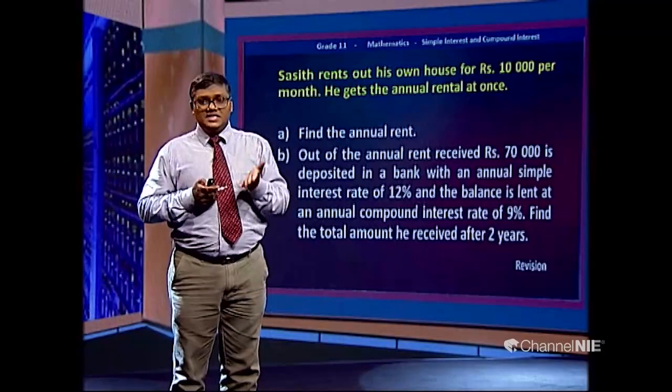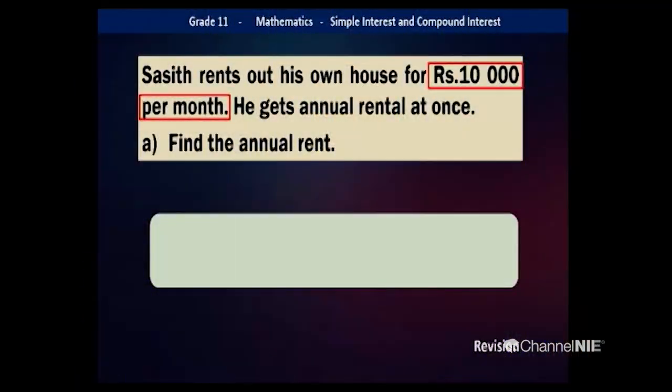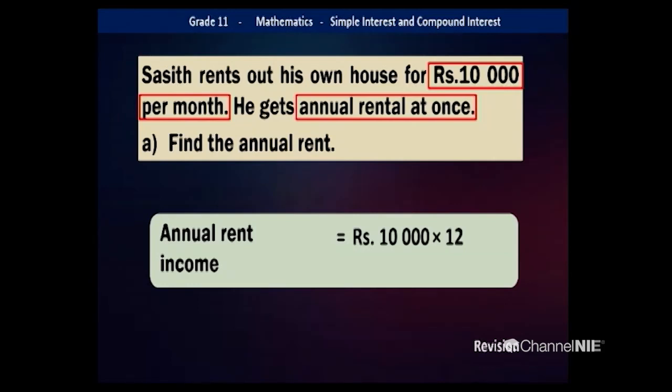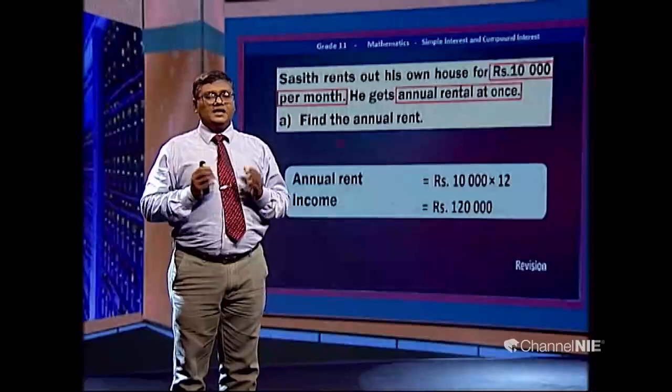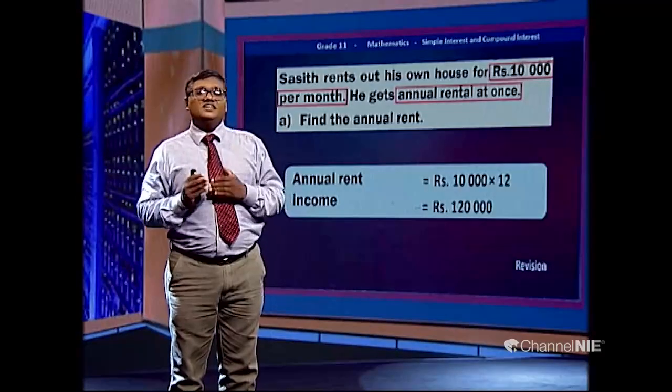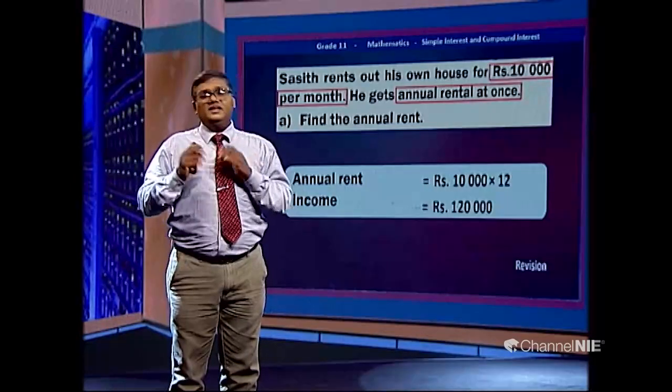We will answer the questions in the given order. First one, find the annual rent. How to find the annual rent? Now monthly rent is 10,000. Annual rent means how many months for the year? You know, 12 months. Then how to find the annual rent? 10,000 multiplied by 12. Then it is 120,000. This person will get 120,000 per year as the rent income.